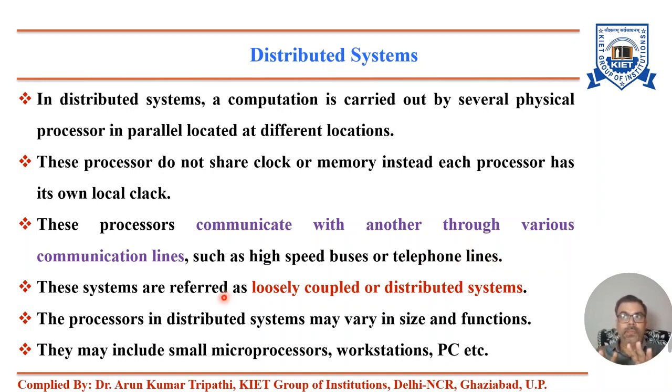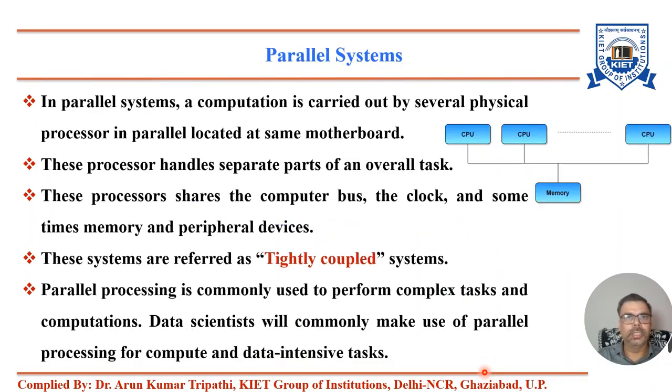When processors are not on a single motherboard, those systems are known as loosely coupled, not tightly coupled. In the case of tightly coupled, the processors must reside on a single motherboard. Here in distributed systems, the processors are loosely coupled because they are not at one physical location. The processors in a distributed system may vary in size and functions. They may include small microprocessors, workstations, PCs, etc.